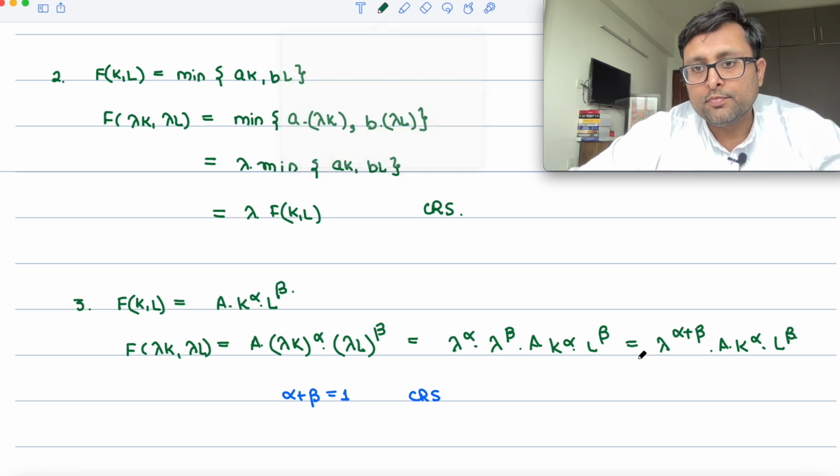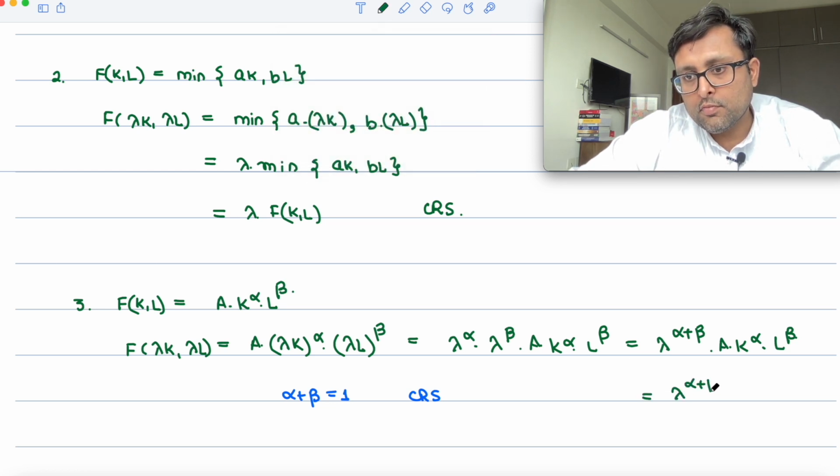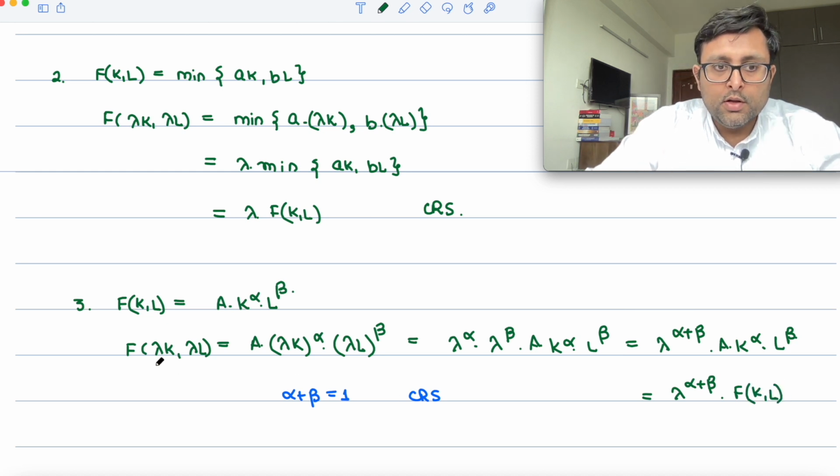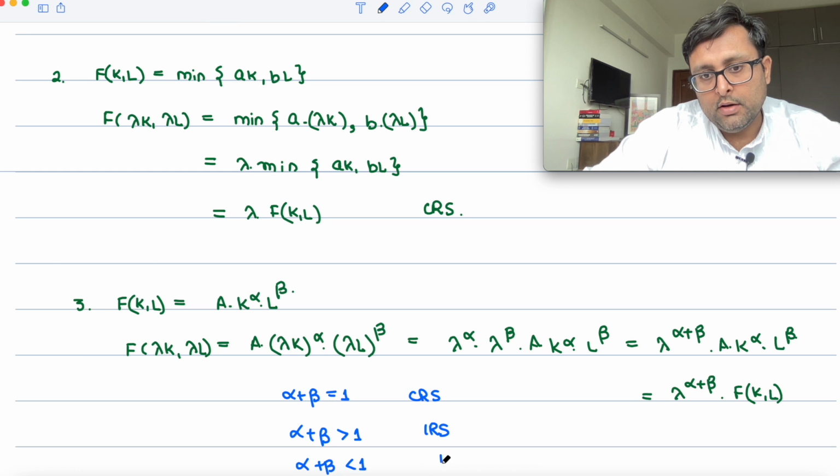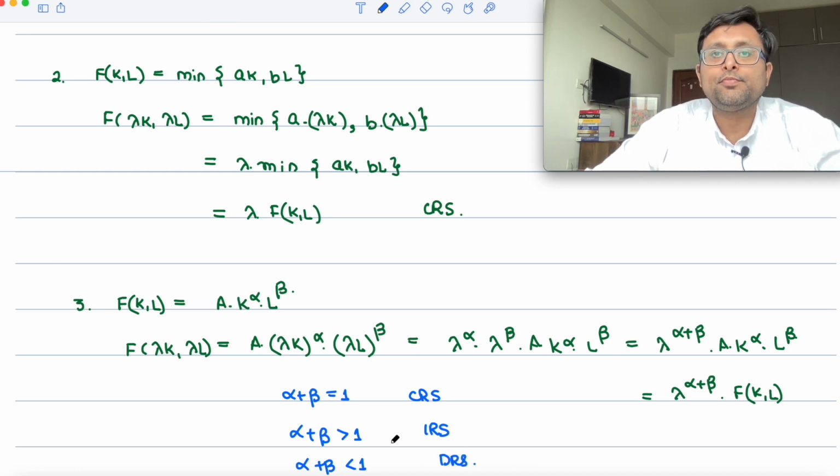So if f of lambda K, lambda L is equal to lambda to the power alpha plus beta times f of KL, and alpha plus beta is equal to 1, this is just lambda f of KL. That is CRS. So it all depends upon this alpha plus beta. Alpha plus beta greater than 1, this is IRS. Alpha plus beta less than 1, this is DRS. Okay, so this is what I wanted to do in returns to scale. Thank you.